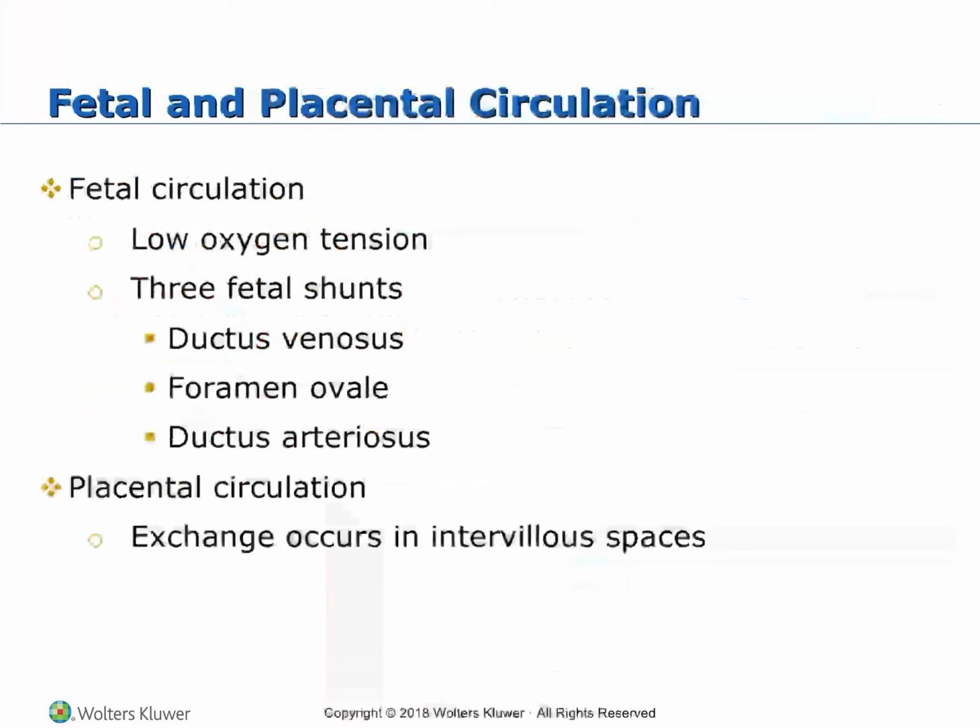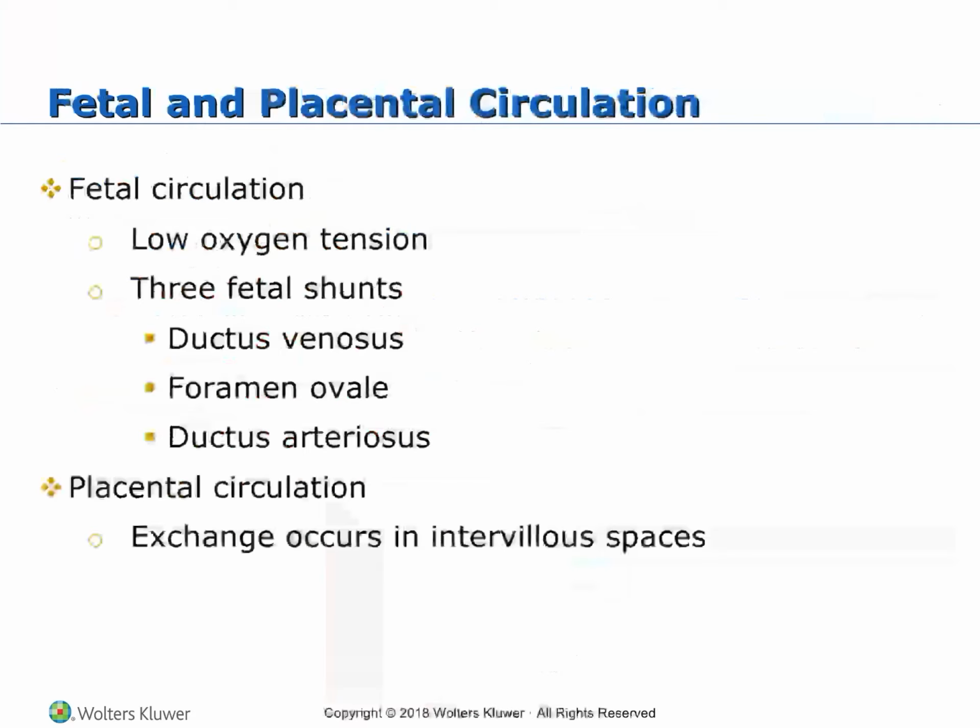This connects the right and left atria. This allows for quick passage of oxygenated blood from the left side of the heart to the brain. And then we have the ductus arteriosus. This allows for oxygenated blood to flow to the body without having to enter the heart.